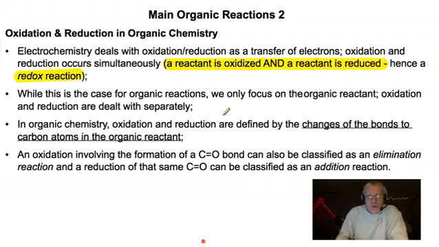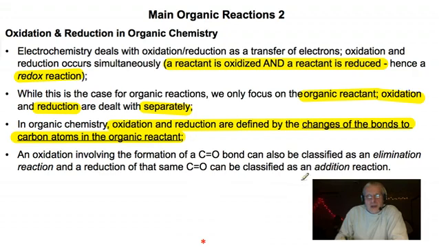In organic chem, we focus on the organic reactant only, and we look at oxidation as a process that takes place in the reactant, or we look at reduction as something that happens to the reactant. And when we look at this from the organic context, we're looking at oxidation and reduction as showing up as changes in bonding in the carbon atoms, and specifically changes in bonding to oxygen, so increased bonding of oxygen or decreased bonding of oxygen. And we can look at the same context in terms of hydrogen.